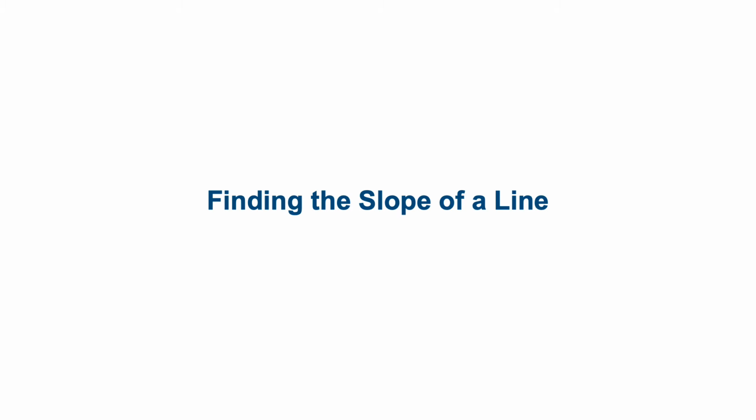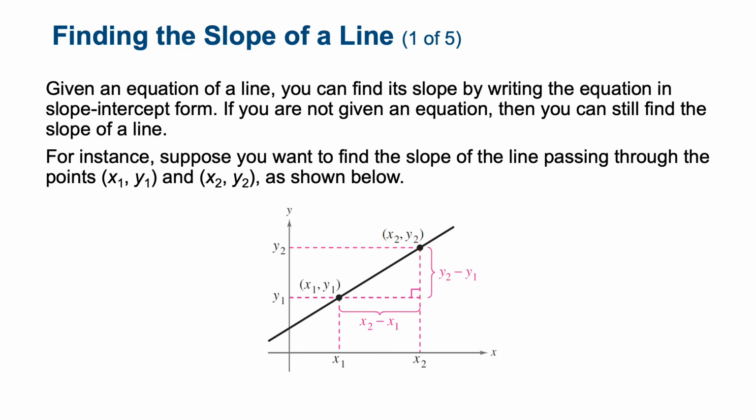So next part is to find the slope of a line. If we have an equation of a line, we can easily find its slope by writing the equation into y equals mx plus b form, slope-intercept form. If we're not given an equation, we can still find the slope of a line, okay?